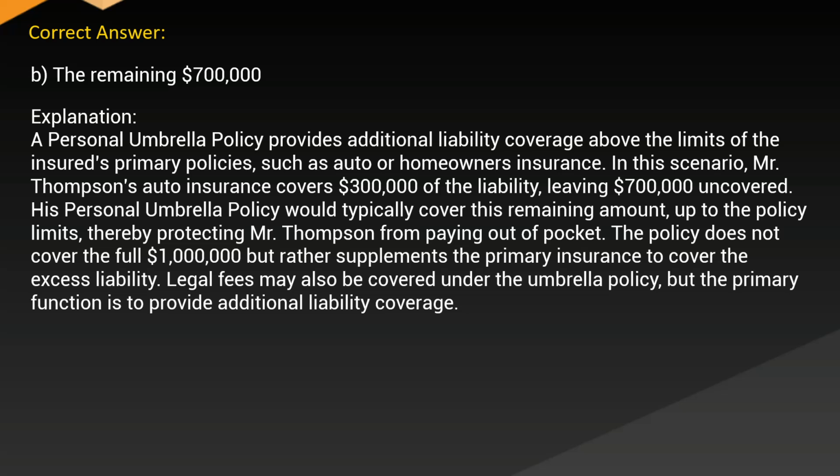Explanation. A personal umbrella policy provides additional liability coverage above the limits of the insured's primary policies, such as auto or homeowners insurance. In this scenario, Mr. Thompson's auto insurance covers $300,000 of the liability, leaving $700,000 uncovered. His personal umbrella policy would typically cover this remaining amount up to the policy limits, thereby protecting Mr. Thompson from paying out of pocket. The policy does not cover the full $1 million, but rather supplements the primary insurance to cover the excess liability. Legal fees may also be covered under the umbrella policy, but the primary function is to provide additional liability coverage.